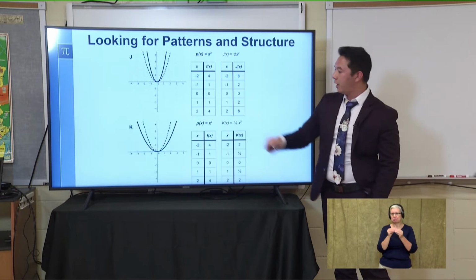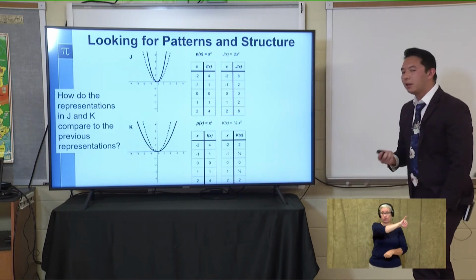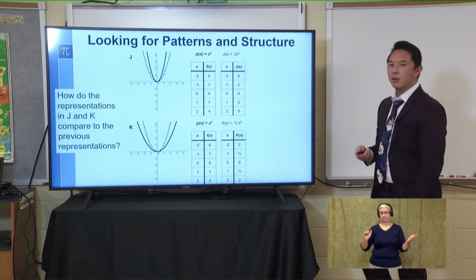So here we're looking at J and we're looking at K, and I want you to compare these representations to what we've seen previously.